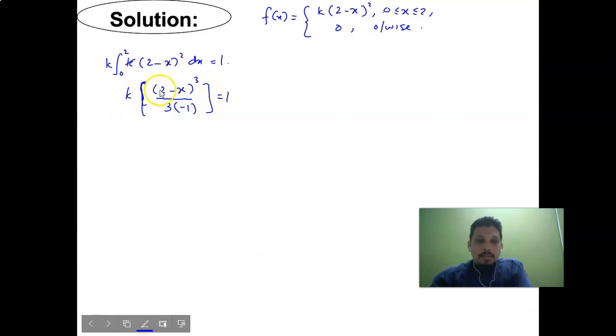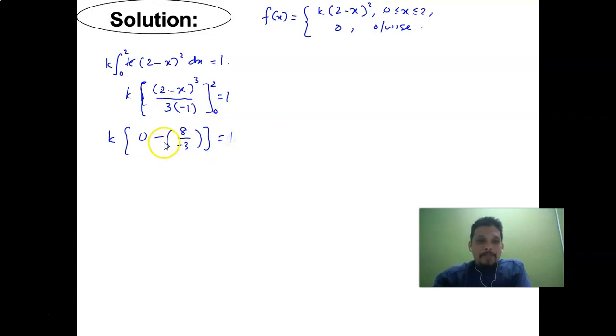Now from 0 until 2, substitute x equal to 2 first. So 2 minus 2 equal to 0, 0 cubed divided by 3 is 0, minus substitute x with 0 here. So 2 minus 0 equal to 2, 2 cubed equal to 8 divided by negative 3, equal to 1. Negative times negative is positive. So it is k multiplied with 8 over 3, 8 over 3 k equal to 1. Then k equal to 3 over 8.